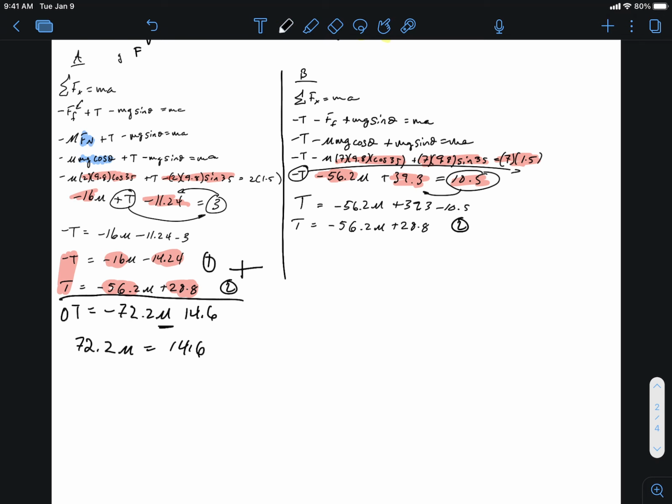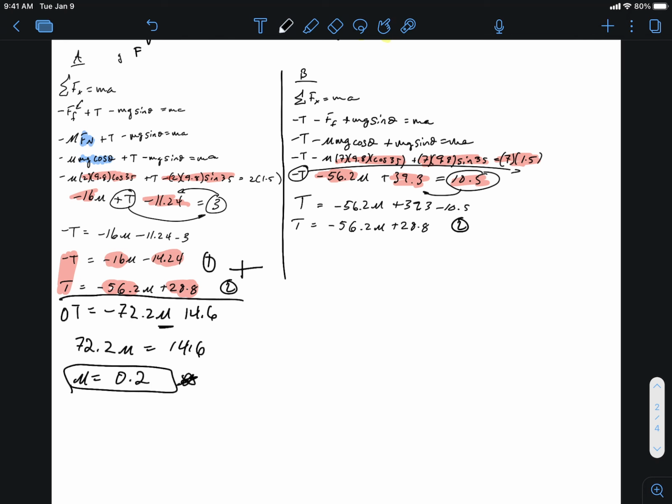Right? Just divide both sides by 72.2, and what do you get? You should get a mu value of 0.2. That's describing how rough the surface is. Not very rough at all, right? For this question. Okay. Now we have one thing left to do.